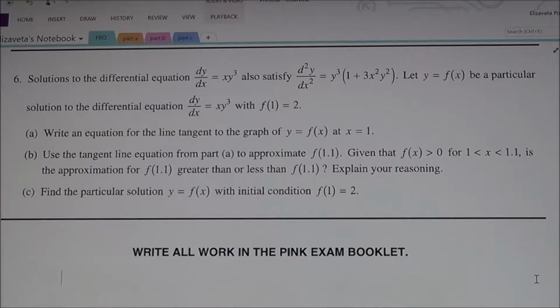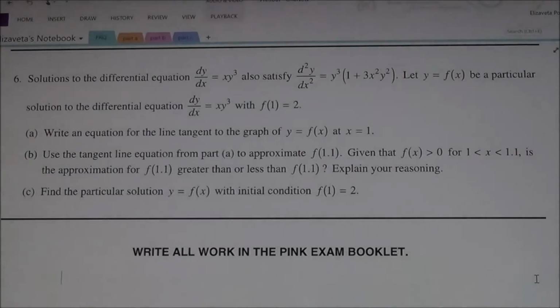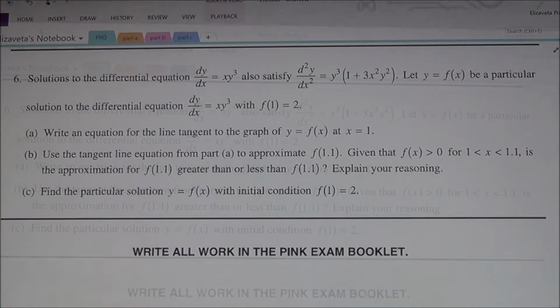So this is an FRQ, 2010 AB, number 6. The given information is that solutions to the differential equation dy/dx = xy³ also satisfy the second derivative d²y/dx² = y³(1 + 3x²y²). Let y = f(x) be a particular solution to the differential equation dy/dx = xy³ with f(1) = 2.